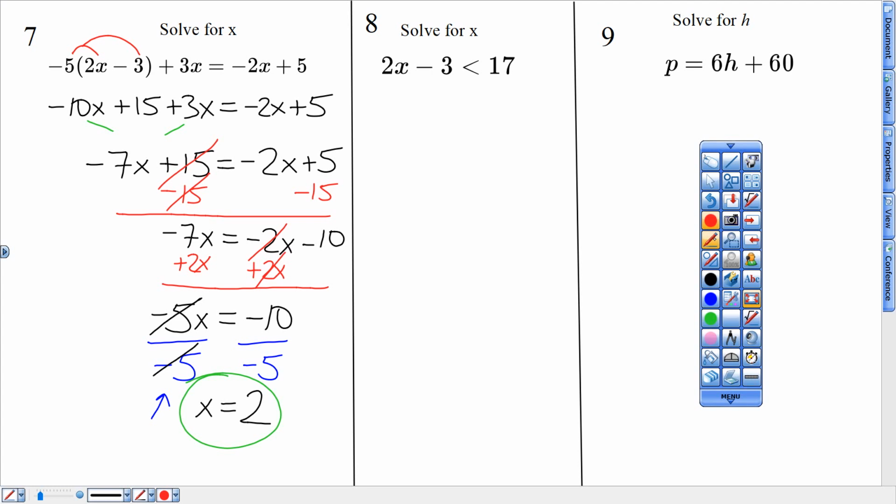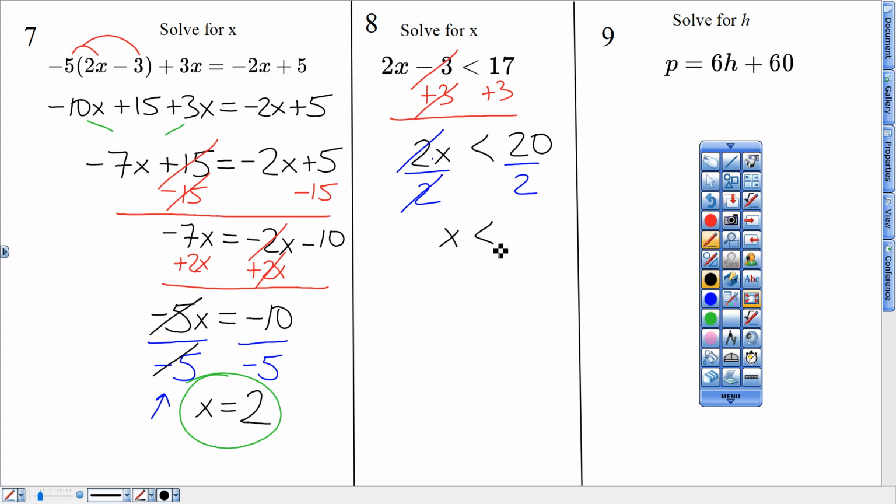All right, so for this one, I'm adding 3. I'm going to bring down that 2x. I'm going to bring down that inequality. This gives me 20. And then I'm going to stay on this side. And the opposite of multiplying by 2 is dividing by 2. And that gives me x less than 10 for this one, if I could write that neatly. It's all you have to do.